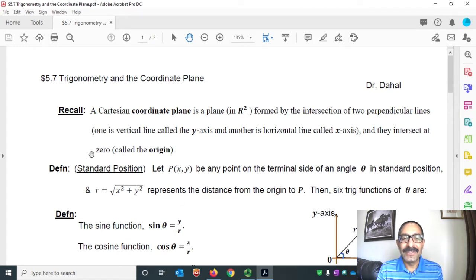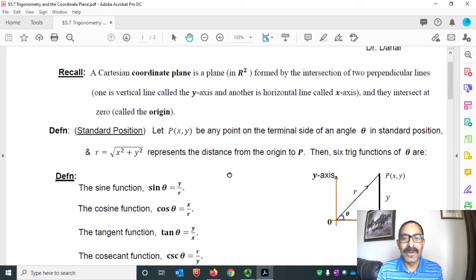First, quick recall. A Cartesian coordinate plane is a plane in two dimensions, or in R squared, that means R cross R, that means we are intersecting two real lines orthogonally, formed by the intersection of two perpendicular lines. One is a vertical line called the y-axis and another is a horizontal line called the x-axis, and they intersect at a zero called the origin.